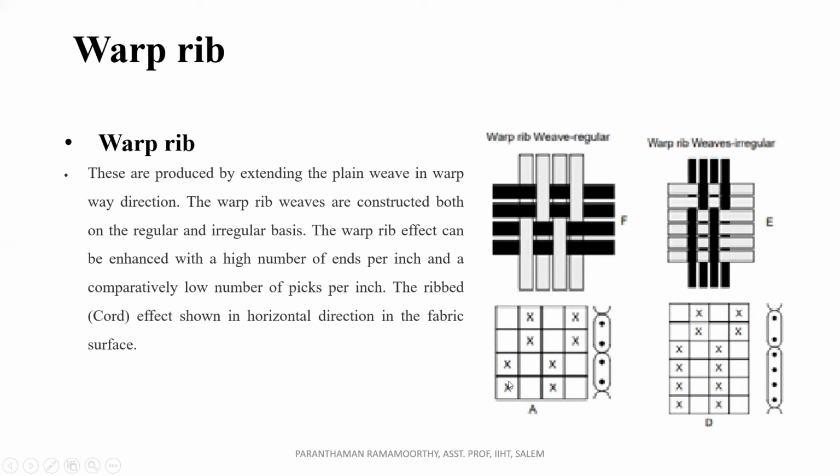So the interval between the arrangement is equal. That's why we are calling it regular. See the irregular warp rib arrangement. Here, first four up and two down. Then, as per the plain order, four down and two up. So this is called a four up, two down warp rib weave.